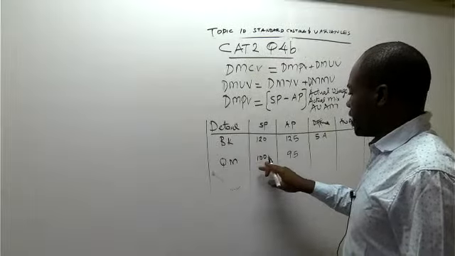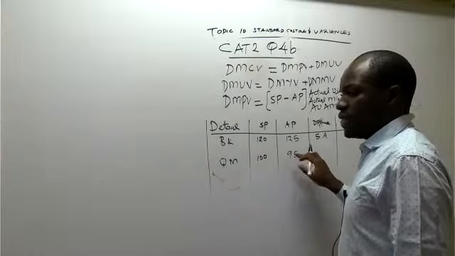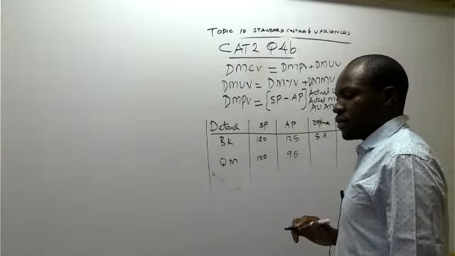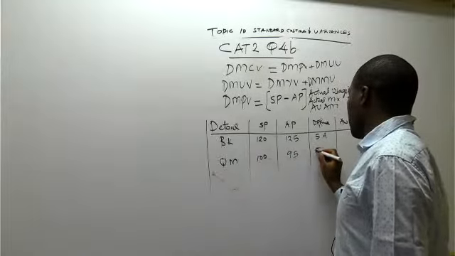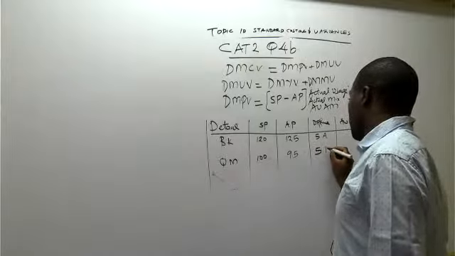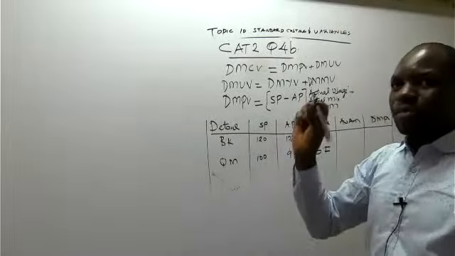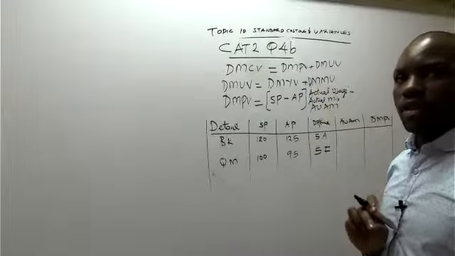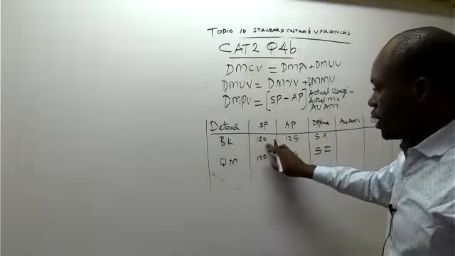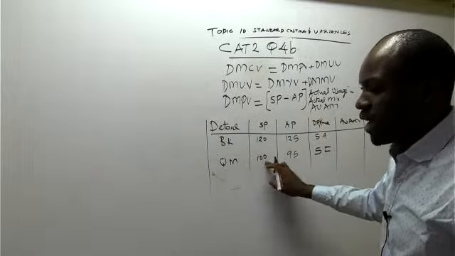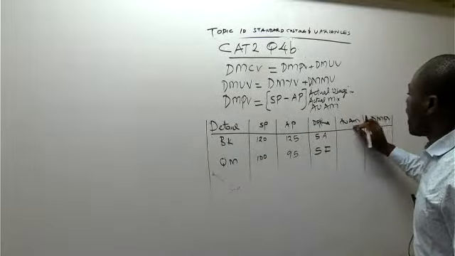You budgeted 100, but you ended up purchasing it at 95. Is it gain or loss? Favorable. Of how much? Of 5 shillings. That is favorable. Whatever we've taken here is the price per unit: the price per unit of BK is 120, the price per unit of QM is 100. Do we understand? Let's come to actual usage in actual mix.